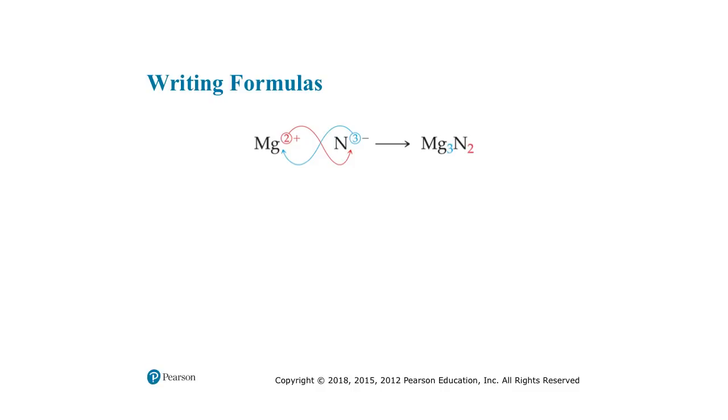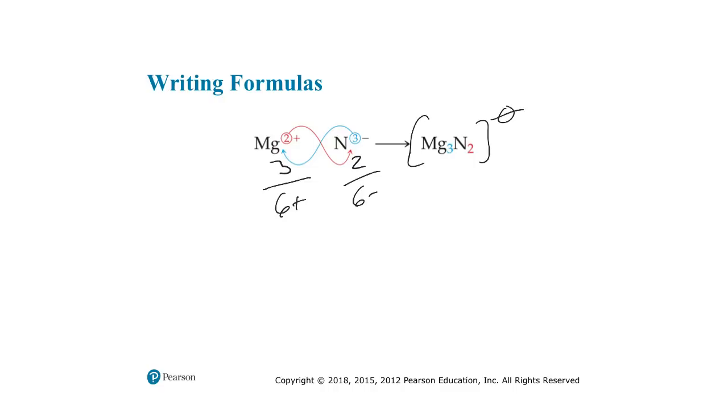Now, writing formulas, pretty simple when we consider the charges of our ions. Magnesium, that's an alkaline earth metal, 2+ charge. Nitride, 3 over from neon, that's a 3- charge. So we're going to need 3 magnesiums and then 2 of the nitrides to balance out our charge overall, such that the entire compound is overall charge neutral.